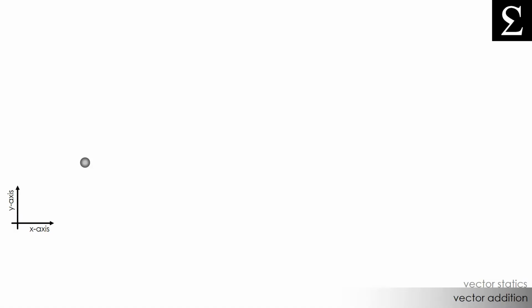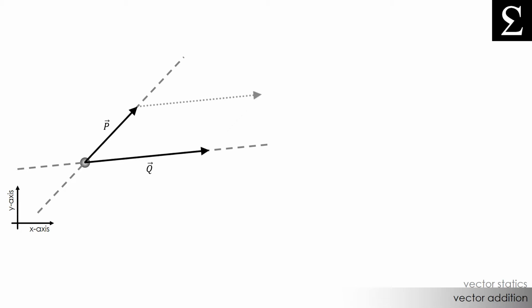Let's say that we wanted to add the two vectors p and q together and find their resultant vector r. We already know about the parallelogram law, which lets us place these vectors in a tail-to-tip fashion and use their intersection to find the resultant vector r. The addition of vectors p and q would equal the resultant vector r.